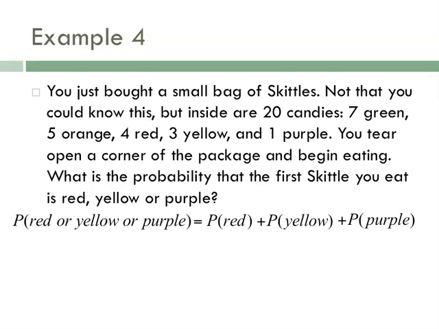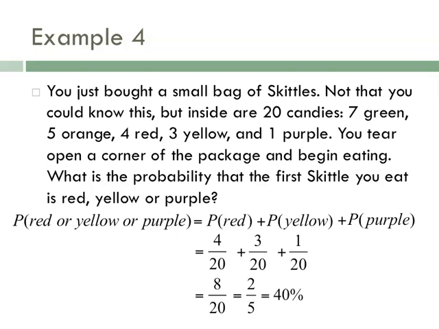Okay, well, what's the probability of it being red? Well, there are 4 red ones out of the 20. Probability of it being yellow, that looks like that's 3 out of 20. And it looks like we only have 1 purple, that's 1 out of 20. All right, so we can go ahead and add those probabilities. We get 8 out of 20, which is equal to 2 over 5. You can leave your answer as 2 out of 5 as the probability. If you want to write it as a percent, that would be 40%.